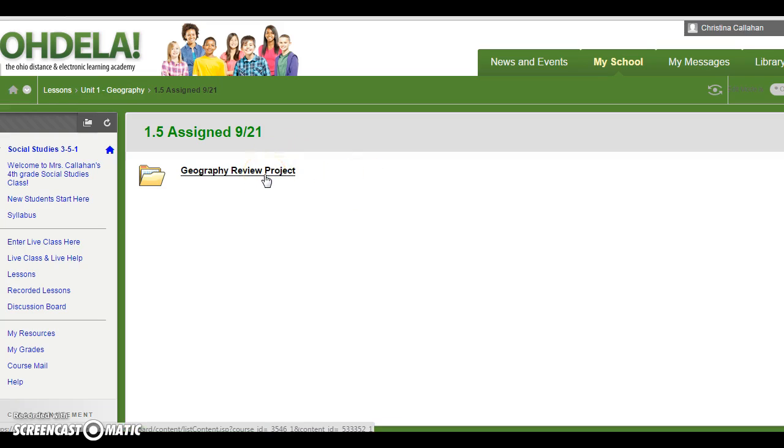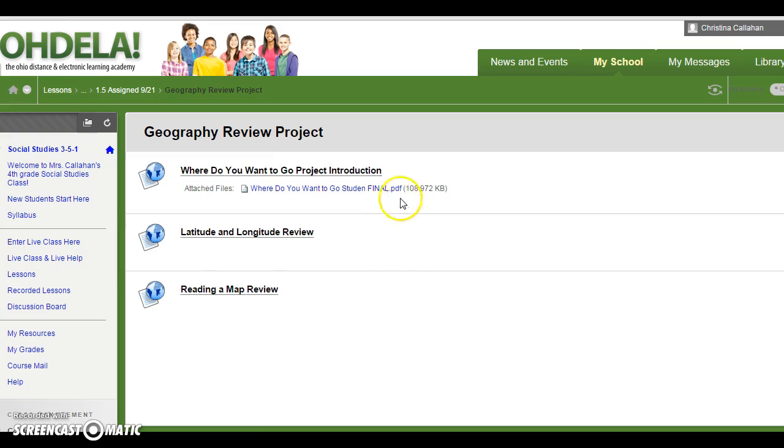When you log in to 1.5, instead of seeing the lesson A, B, C, D, you're just going to see one folder that says Geography Review Project. Once you click on there, there are 3 different compass links. They're going to walk you through the project with a little bit of explanation, some resources you can use, and things like that. So you'll want to go to them and review the information so you can do your best on this project.